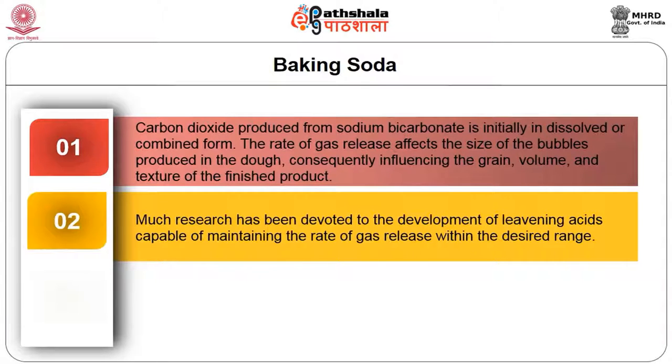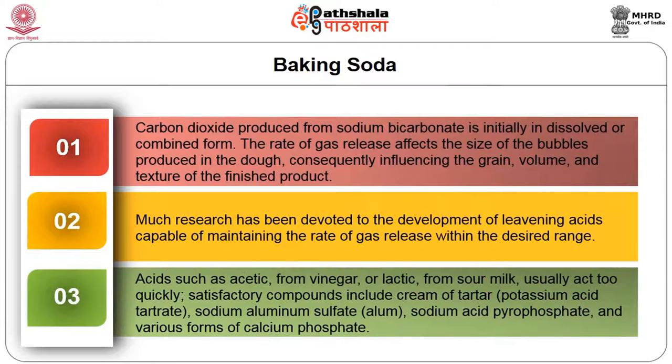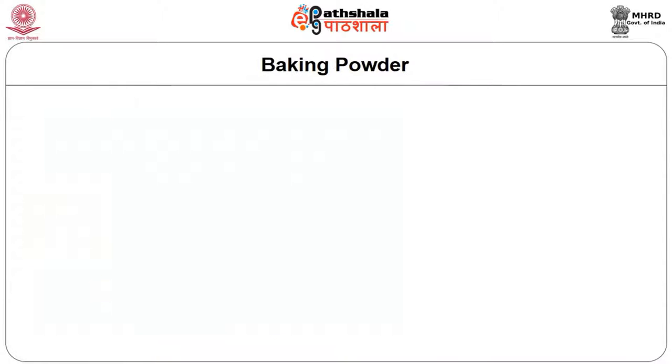Much research has been devoted to the development of leavening acids capable of maintaining the rate of gas release within the desired range. Acids such as acetic from vinegar or lactic from sour milk usually act too quickly. Satisfactory compounds include cream of tartar, that is potassium acid tartrate, sodium aluminium sulfate, that is alum, sodium acid pyrophosphate, and various forms of calcium phosphate.